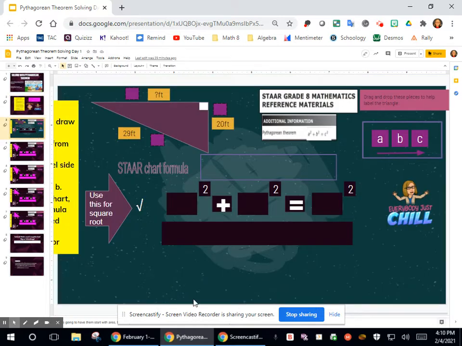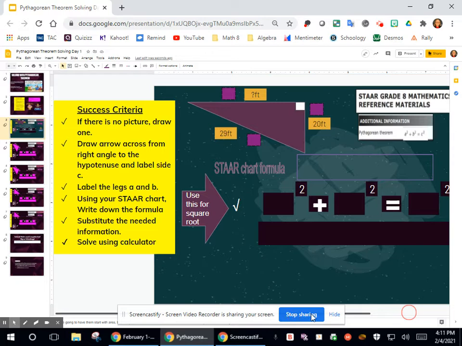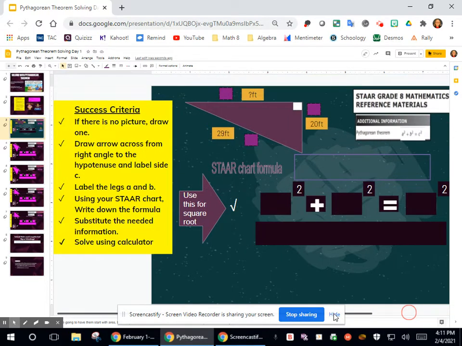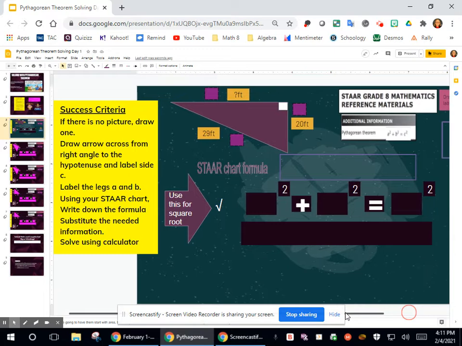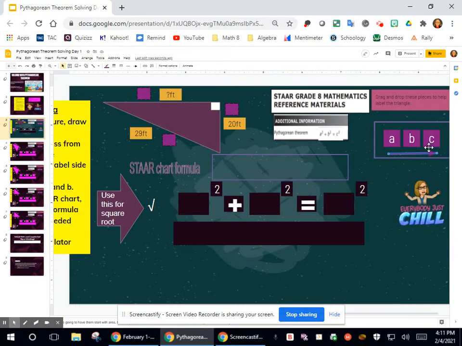So, when we do this, let's start off the way we did yesterday. Triangle, here we are. And we are going to start by using my success criteria. Number one, if there is no picture, draw one. Well, there is a picture. Draw an arrow across from the right angle to the hypotenuse and label C. Here's my arrow. I'm going to move it so that it points to the side across from the right angle, and I'm going to label that C.